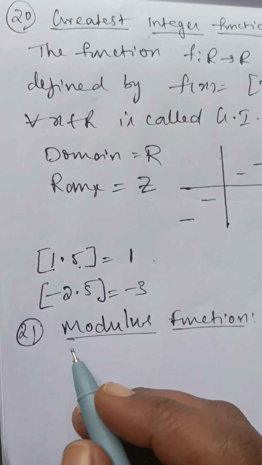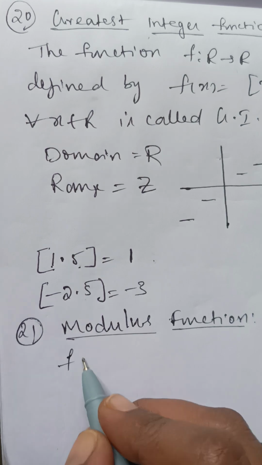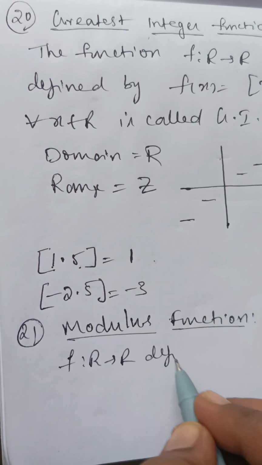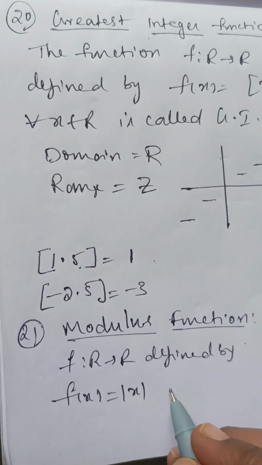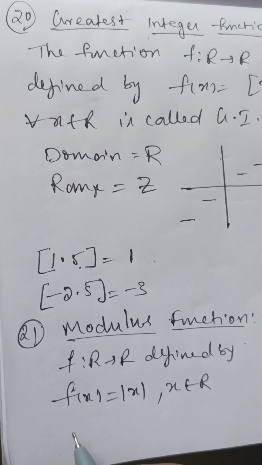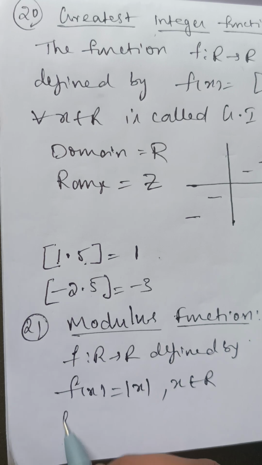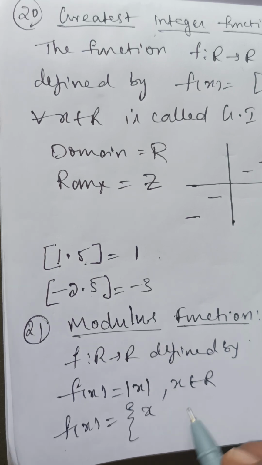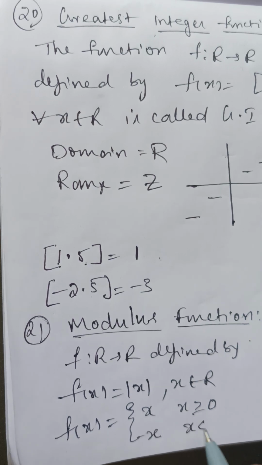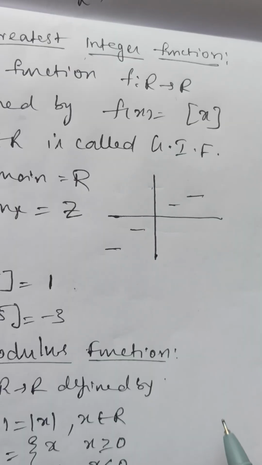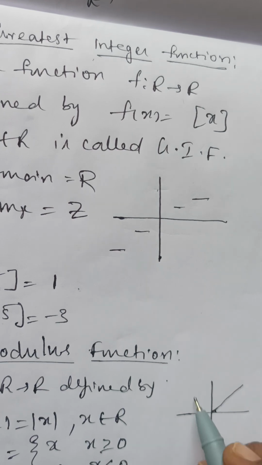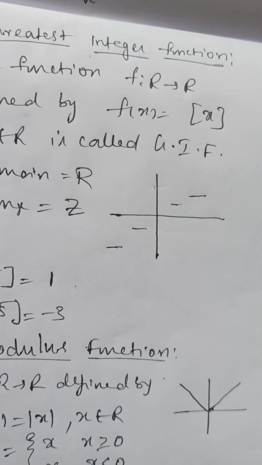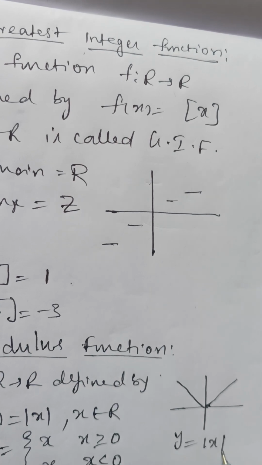Next one is the modulus function. The function f maps R to R defined by f of x equal to mod x for each x belongs to R. So f of x is positive x for x greater than or equal to 0, and it is minus x if x is less than 0. The graph of y equal to mod x is like this, because all are positive values.